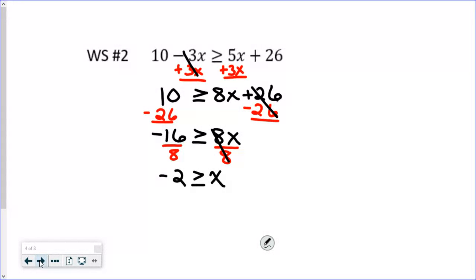So the one thing I need to notice, though, is that I need the variable on the left and the number on the right, and the alligator's eating the negative 2. Okay, so make sure you have that. If you have questions, let me know. Are you ready to do the next one?